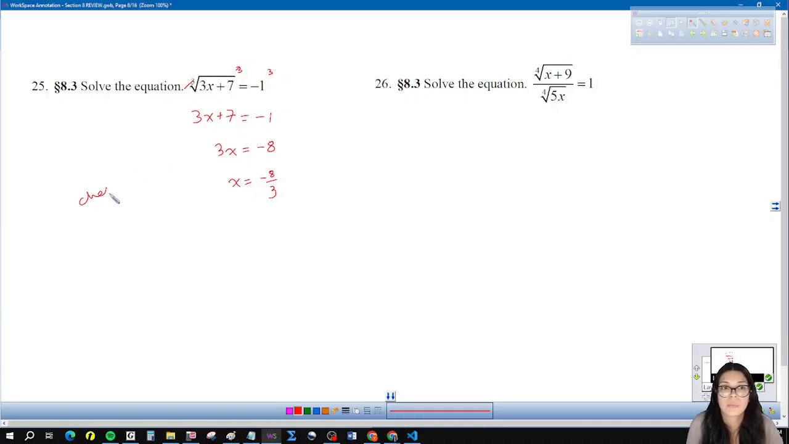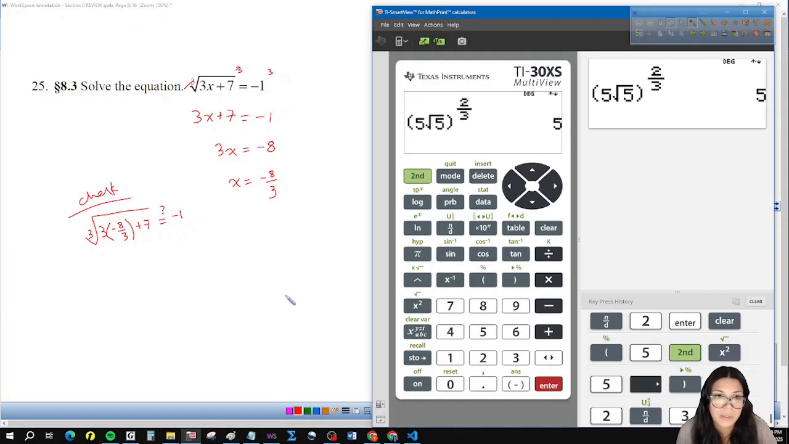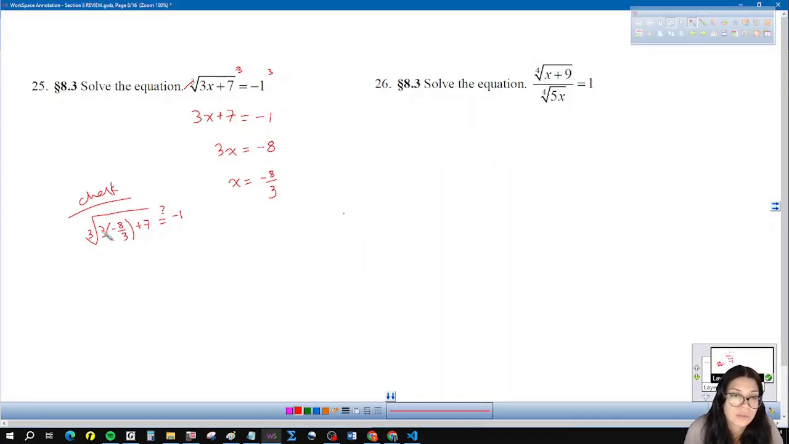To check our answer, we're going to go ahead and plug that in. So we have the cube root of 3 times negative 8 over 3 plus 7. And the question is, does that equal negative 1? So I can use my calculator. Well, 3 divided by the 3 would just cancel. You could use a calculator, you could just look at it. 3 over 3 would cancel, so that would be negative 8 plus 7, which is negative 1. And so the cube root of negative 1 is negative 1. So yes, this works, and this is a valid solution.